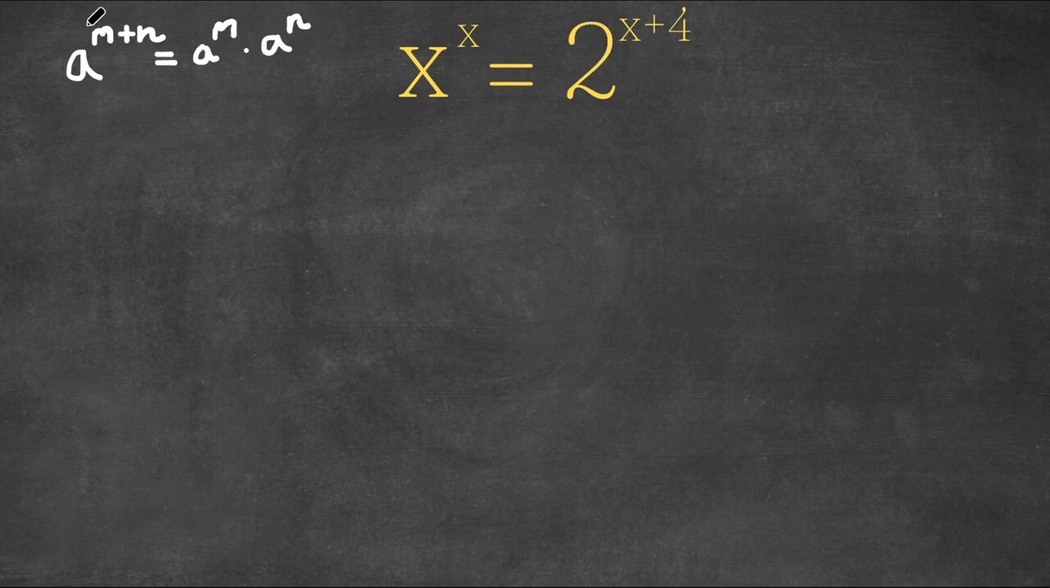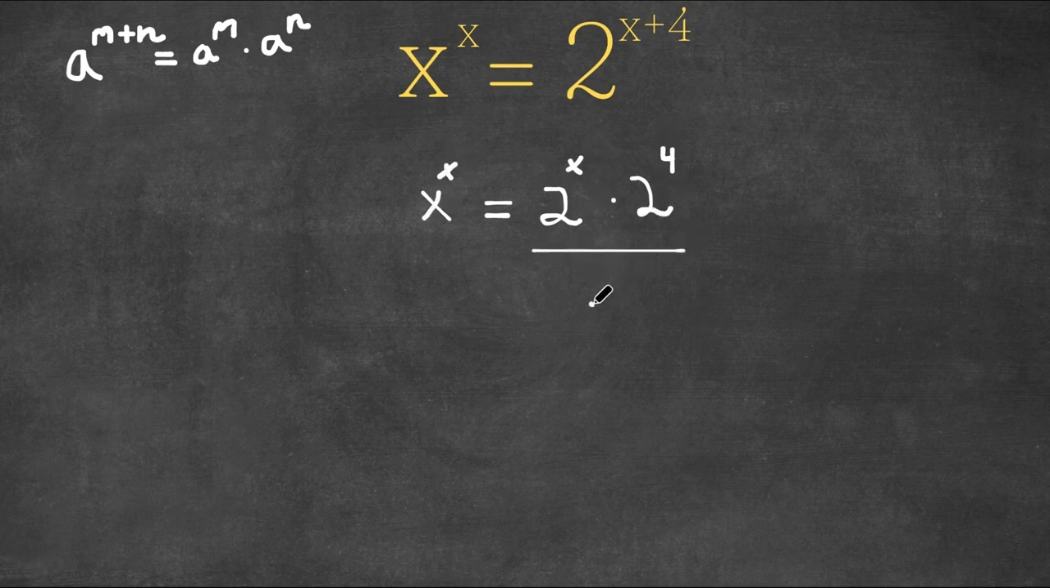So what I'm going to do is use this property for 2 to the power of x plus 4. Think of 2 as a, x as m, and 4 as n. So this we could rewrite as 2 to the power of x times 2 to the power of 4. So x to the power of x is equal to 2 to the power of x times 2 to the power of 4.